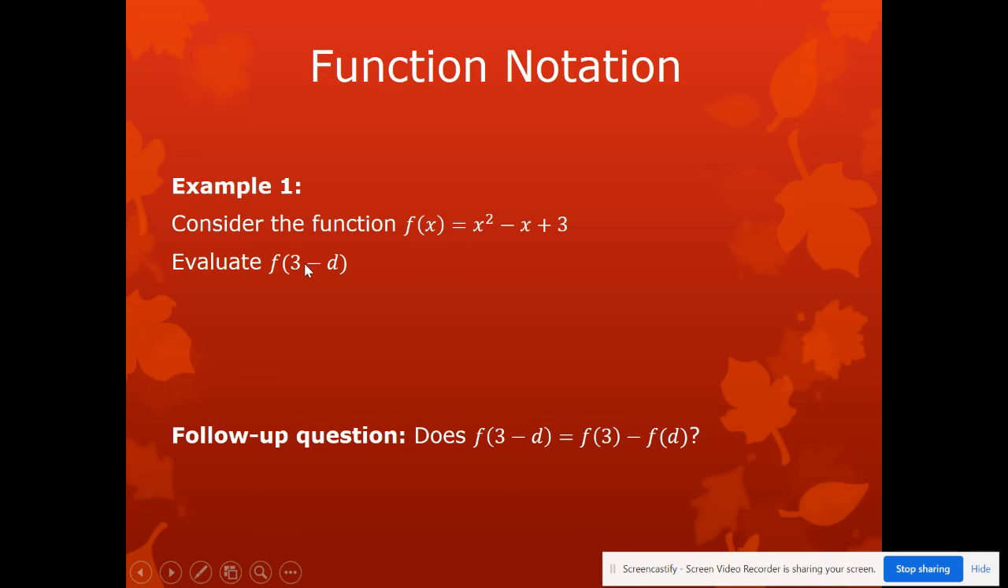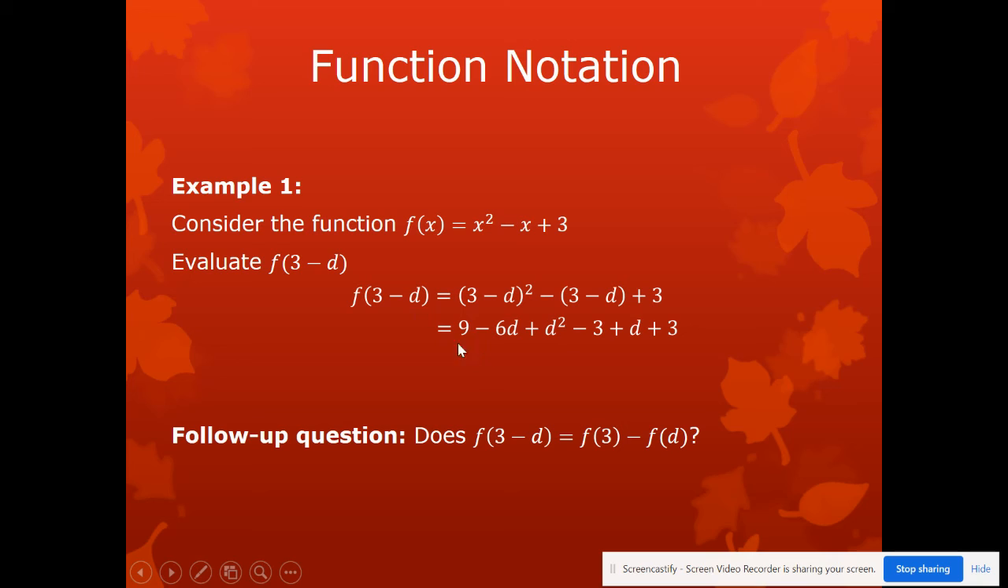Okay, so we're going to evaluate this function for 3 minus d. Again, first thing we're going to do is take that input and square it. So the 3 minus d is going to go in the place of the x here, and we're going to square that whole quantity. Then we're going to subtract the input, so we subtract the quantity 3 minus d, and then we're going to add 3 at the end. I'm going to have to square this quantity first. Keep in mind, I'm going to have to use FOIL and remember to double distribute all the way through. We're not just going to square the 3 and square the minus d.